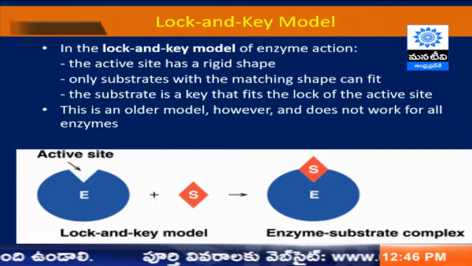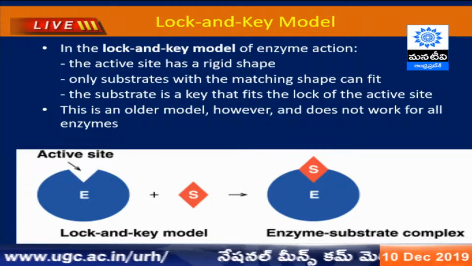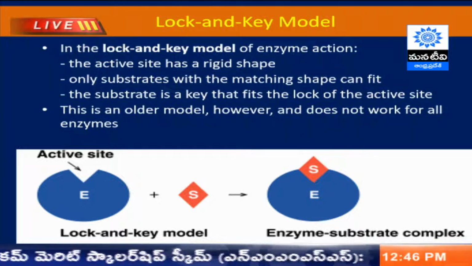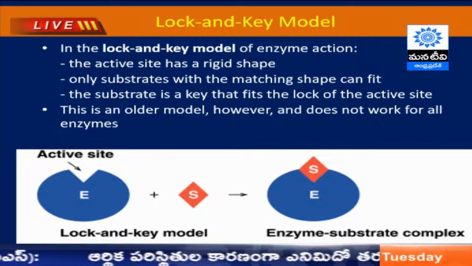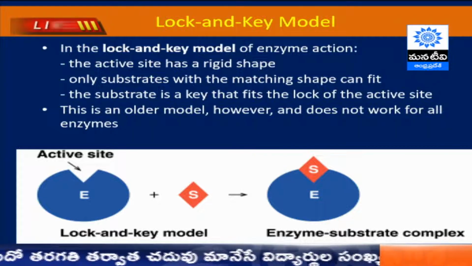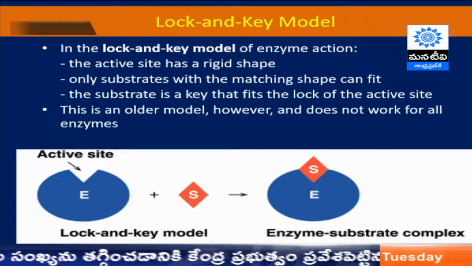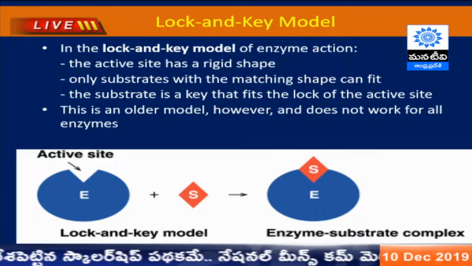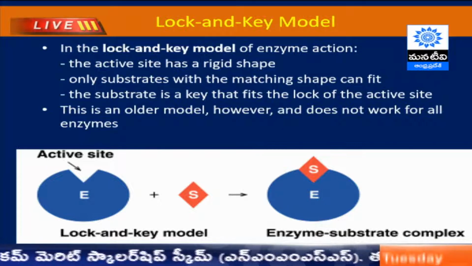So, it can be compared with the lock and key. A suitable key only opens the suitable lock. That means a suitable key is compared with the enzyme, which will fit into a perfect hole, which is called the active site, which opens the lock, that is the substrate. So, key is enzyme, hole is the active site and lock is the substrate. In this way, the lock and key model explains the enzymatic action.